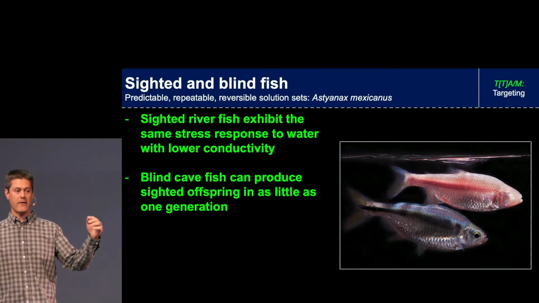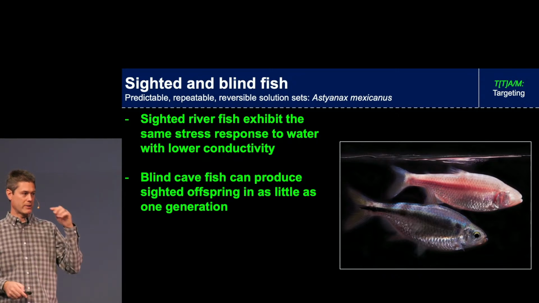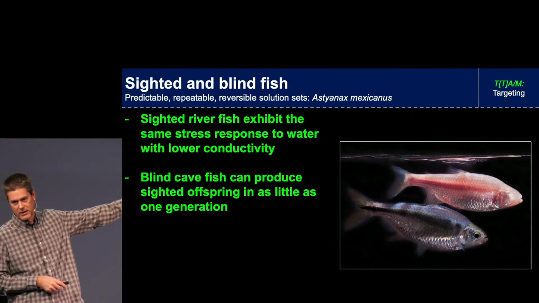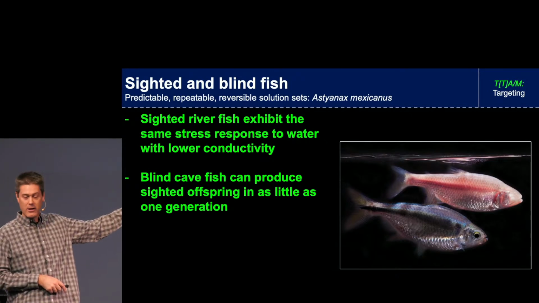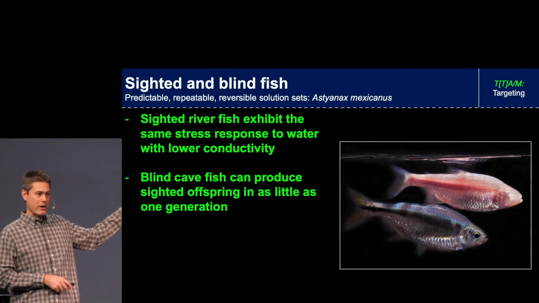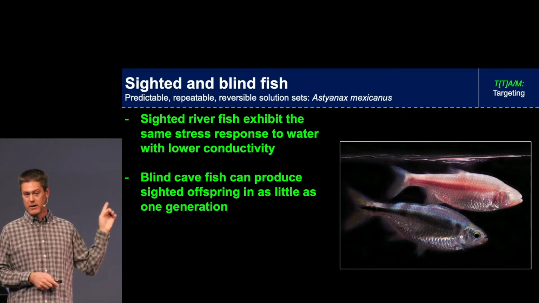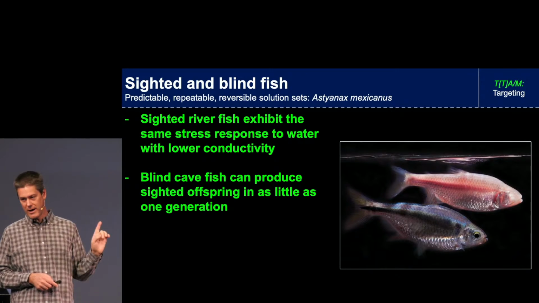Now, blind cavefish have often been used as an example of natural selection with loss of information, or they've lost information to do eyes, et cetera. That's actually not what's happened. What happened is they all have the information for eyes, but the blind cavefish sense their environment of lower conductivity, respond with stress.